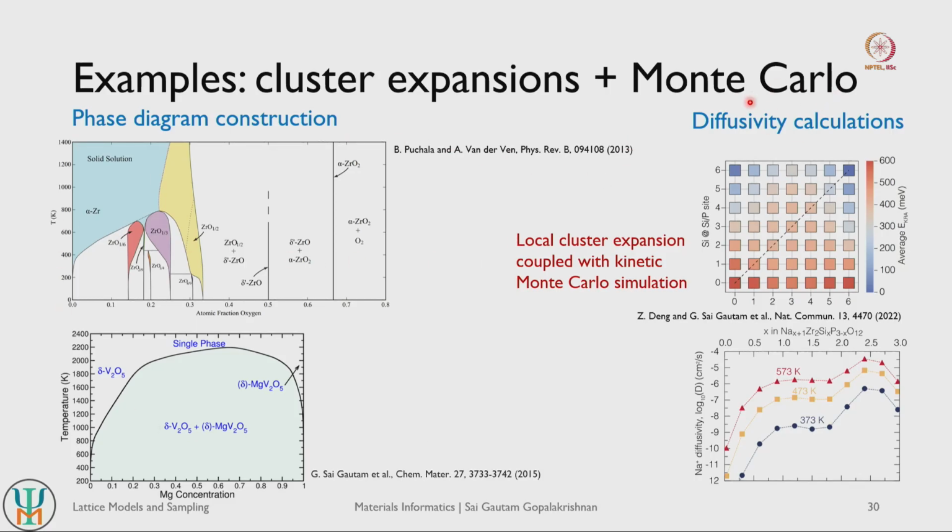You can also do diffusivity calculations. For diffusivities, you may need to modify your cluster expansion framework. You may need to construct what is referred to as a local cluster expansion, and then couple that with kinetic Monte Carlo. Once you do that, you can get very nice diffusivities as a function of concentration and at different temperatures. This is an example of a recent work that I was a part of, where we modeled how well sodium ion diffuses in a solid electrolyte material for sodium ion batteries.